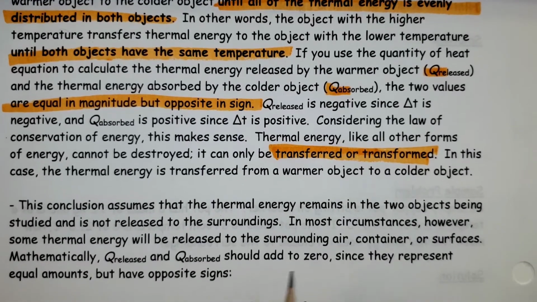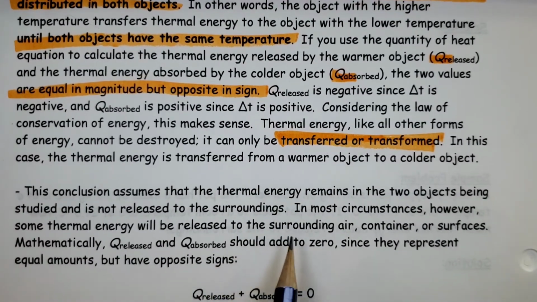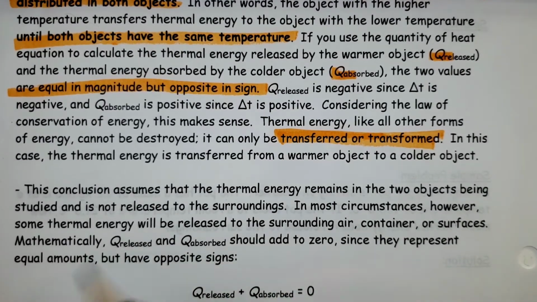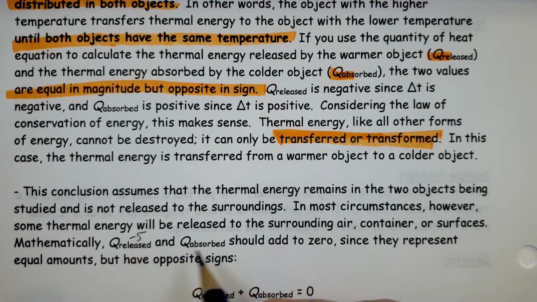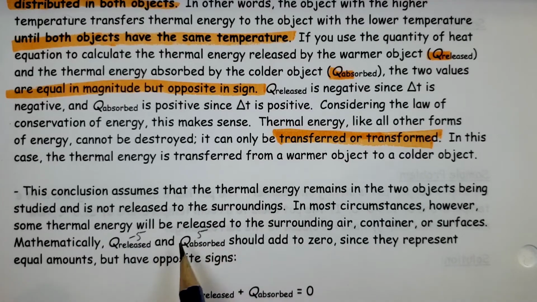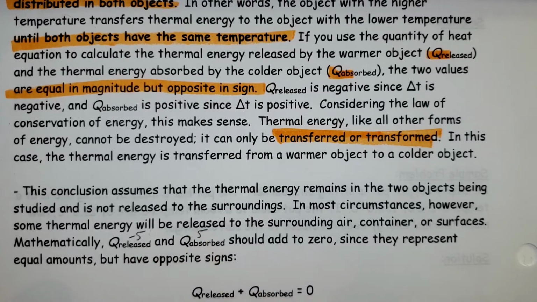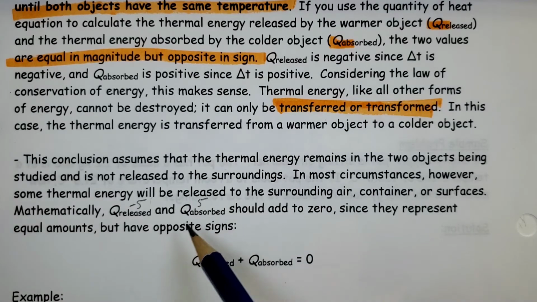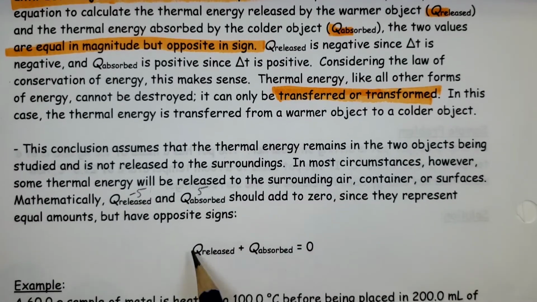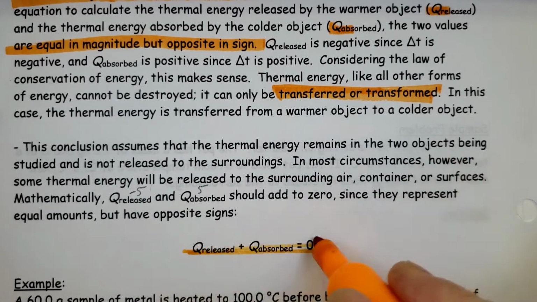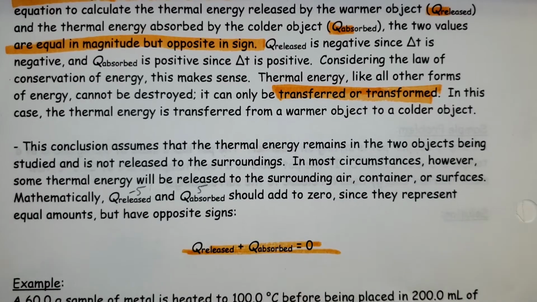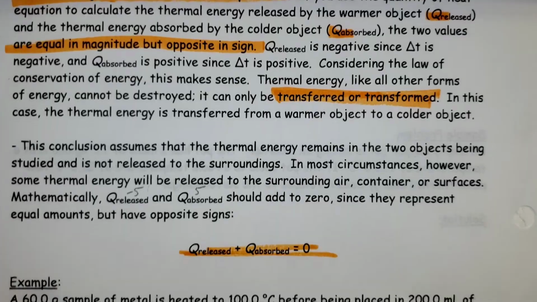In most circumstances, however, some thermal energy is released to the surroundings. Mathematically, Q released and Q absorbed should therefore add up to be zero. So for example, if we lost 5 joules here and gained 5 joules here, of course -5 is not equal to 5, but I know that if I take this and combine it together, I should get 0. So they're equal and they're the same size, but opposite in sign. So this is what we're going to use to compare the two. Of course they should, because one is releasing, the other one is gaining, so the net change should be 0.